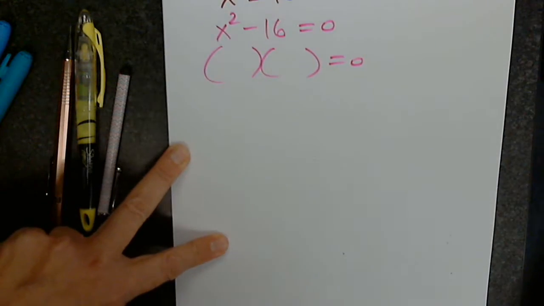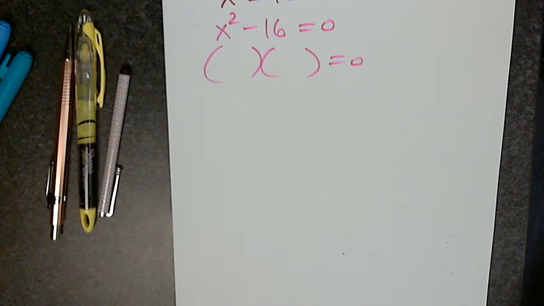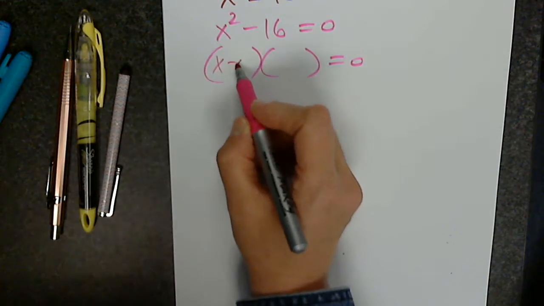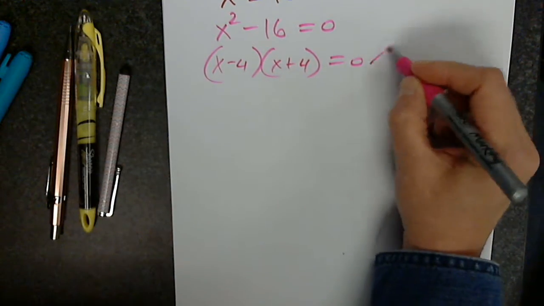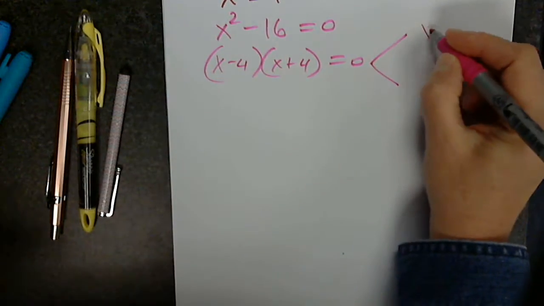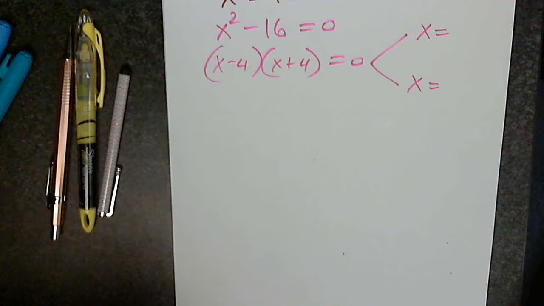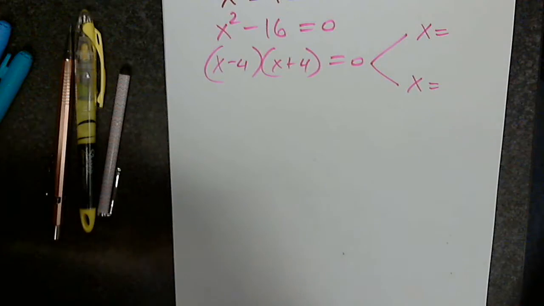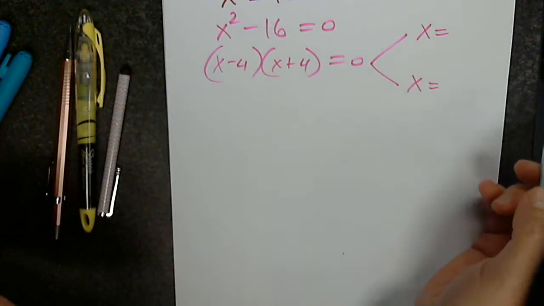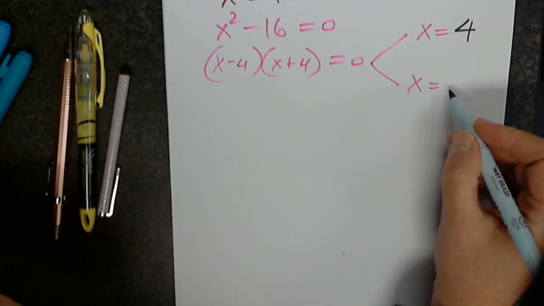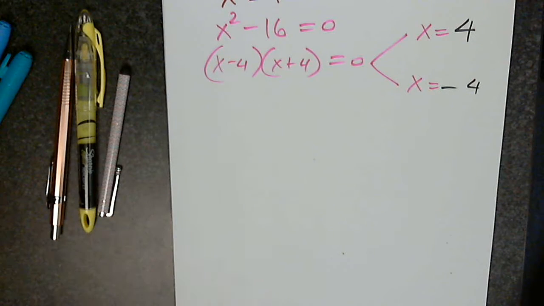It's a binomial, it's in descending order, no greatest common factor, no negative leading coefficient, special product, yes, and the special product is? So I have two options. When x minus 4 is 0, then x is. And when x plus 4 is 0, then x is. What is it? X minus 4 is 0. I move 4 to the other side, so I get 4. X plus 4 is 0. I move 4 to the other side, and I get negative 4. Very good.